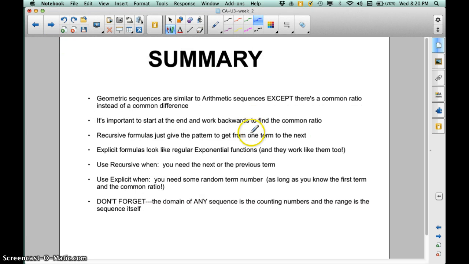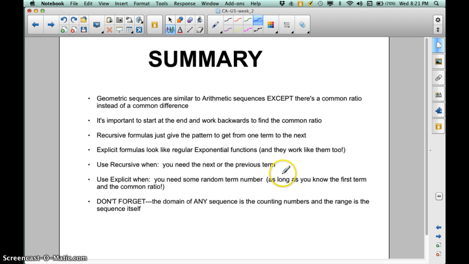All right, so we have some points to make in summary. First of all, geometric sequences are very similar to arithmetic sequences, except there's a common ratio instead of a common difference. Also, it's important to start at the end and work backwards to find the common ratio. Recursive formulas just give the pattern to get from one term to the next. So while they look confusing, they really are just describing the pattern in the sequence. Explicit formulas look like regular exponential functions, and they work like them too.